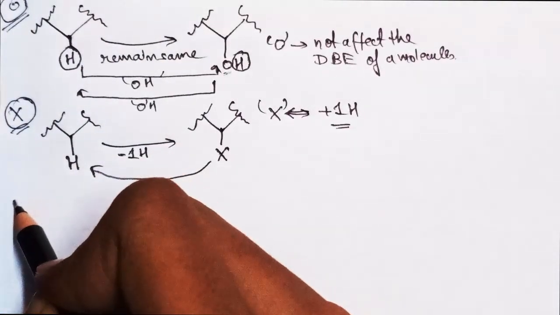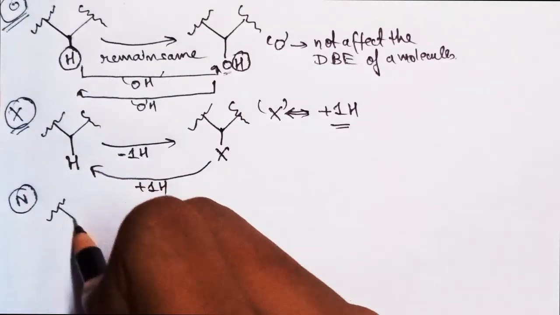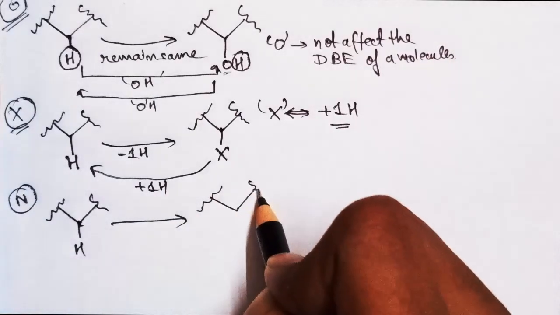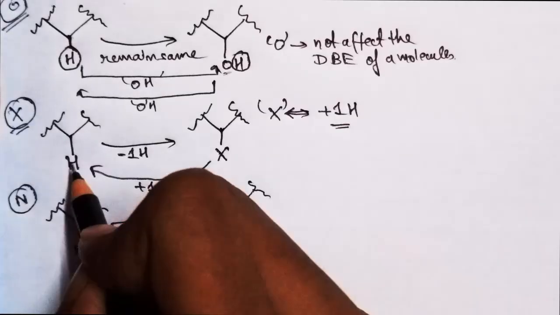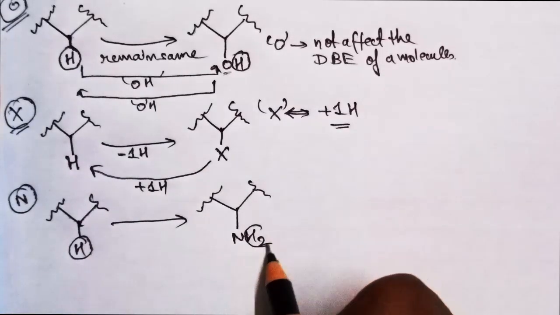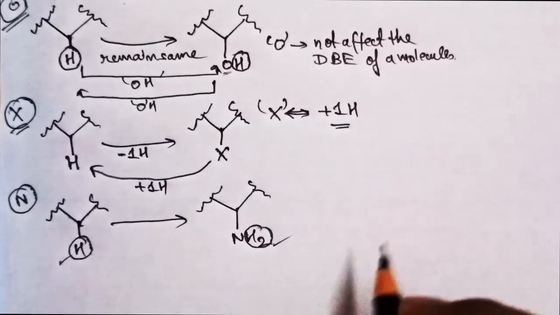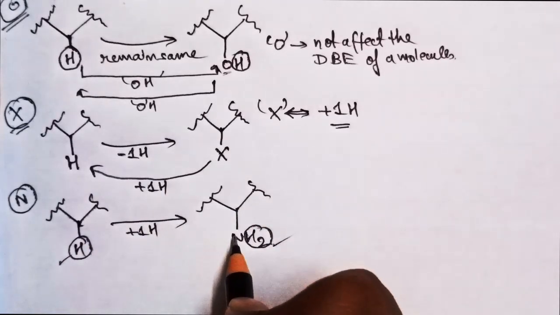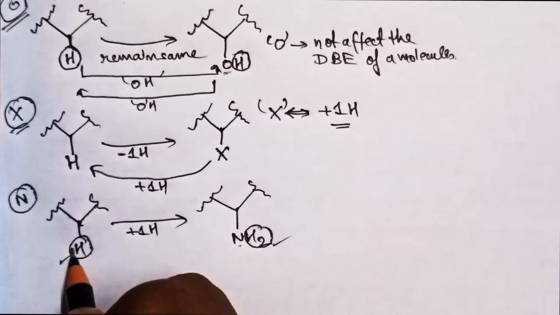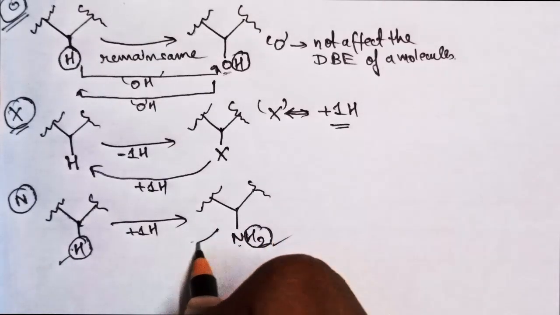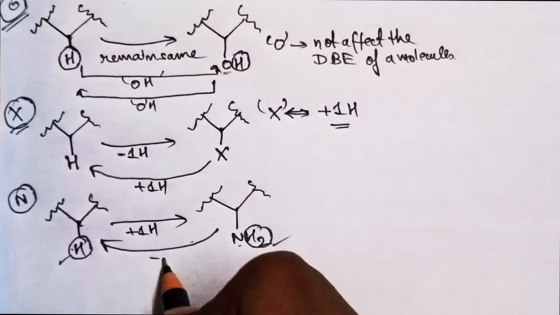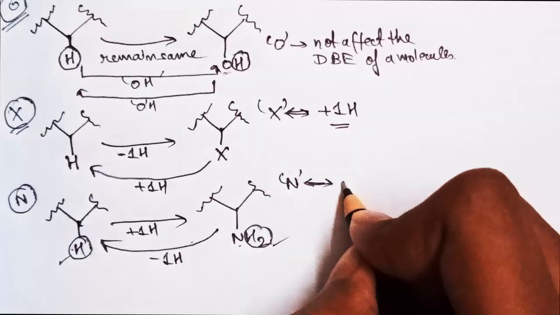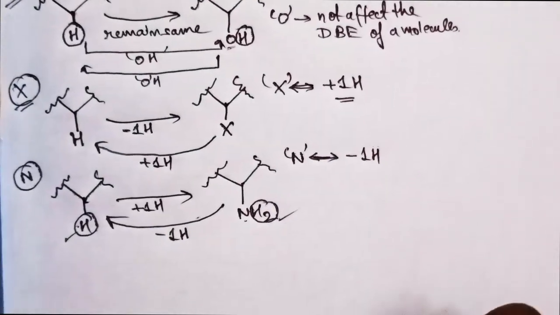Similarly, analyzing nitrogen, if we want to add nitrogen, then it will be in this form, NH2. Clearly we can see here it has one hydrogen and here it is two hydrogens. Therefore, for this process we need to add one hydrogen. Therefore, if we want to find the equivalent of nitrogen in an open chain compound, we need to remove one hydrogen. Therefore, nitrogen is equivalent to removal of one hydrogen.